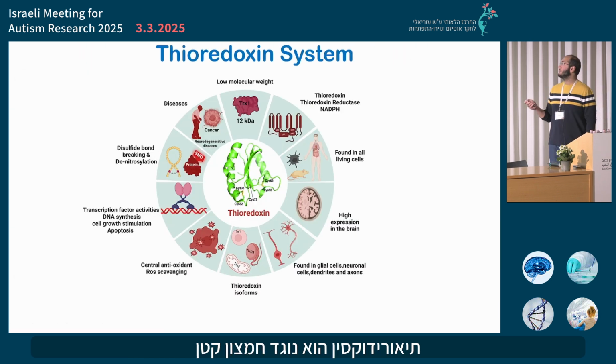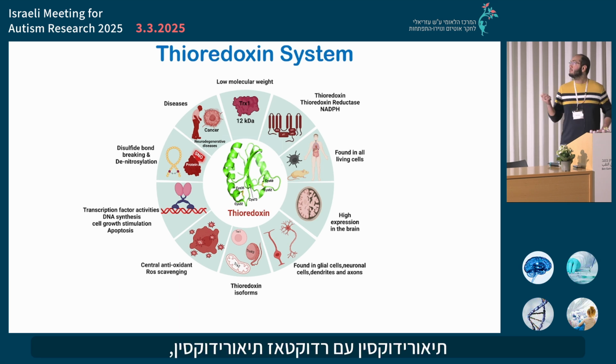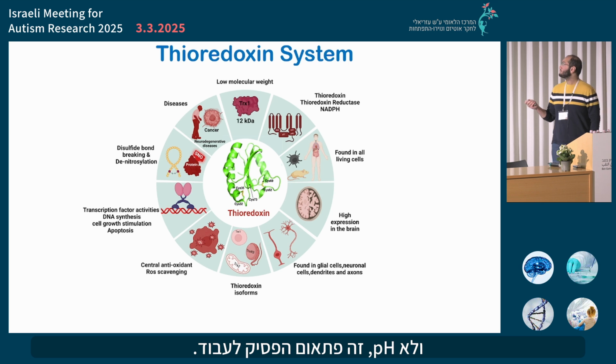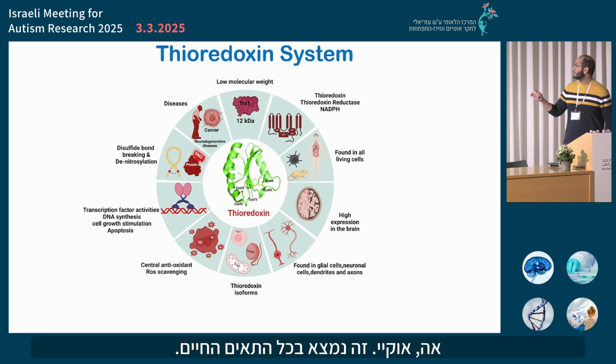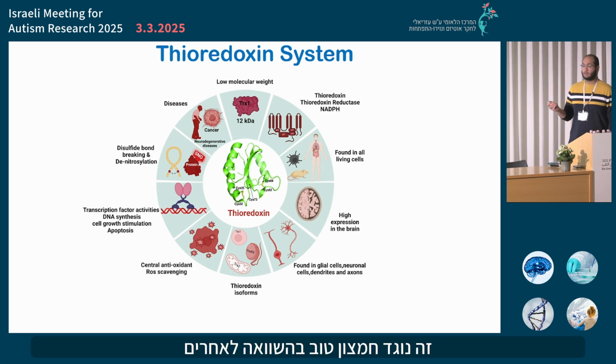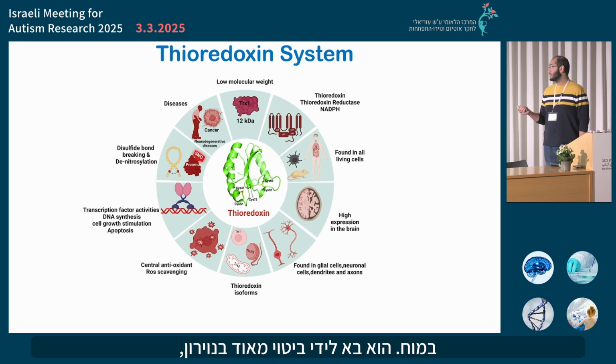Thioredoxin is a small antioxidant that works as a system: thioredoxin with thioredoxin reductase, its reducing enzyme, and NADPH. It is found in all living cells and is highly expressed in the brain. That's why it is a good antioxidant compared to other antioxidants that have less expression in the brain.